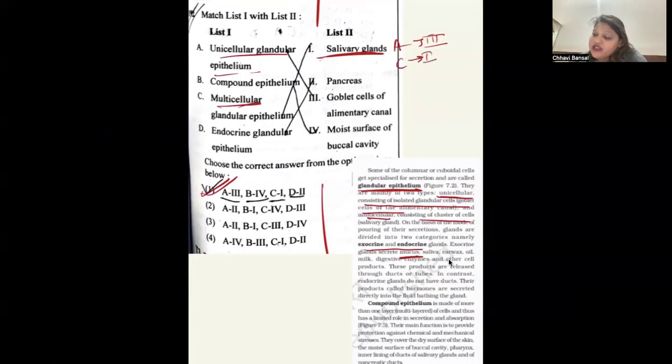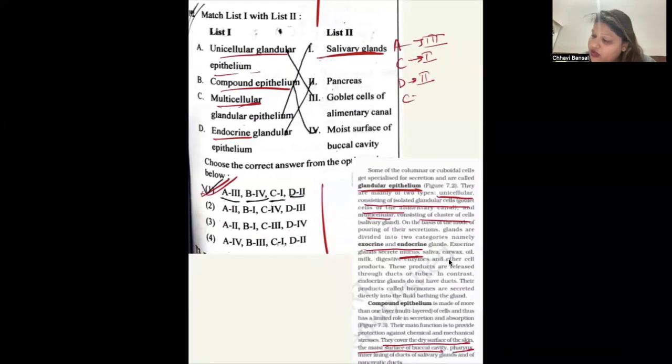And endocrine glands are the ones that secrete hormones. The pancreas is actually a heterocrine gland, which secretes both exocrine and endocrine secretions, but here for endocrine, we can mark the pancreas. For D, option 2. And for compound epithelium, it's the dry skin, the moist surface of the buccal cavity, pharynx, and inner lining. See, this is already given here. So for compound epithelium, it's 4. So the correct sequence is B4, C1, D2, and A3, which means option 1 is the correct answer here.